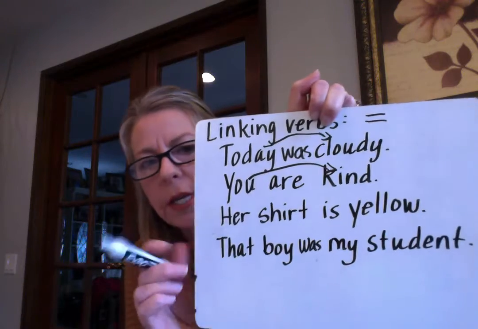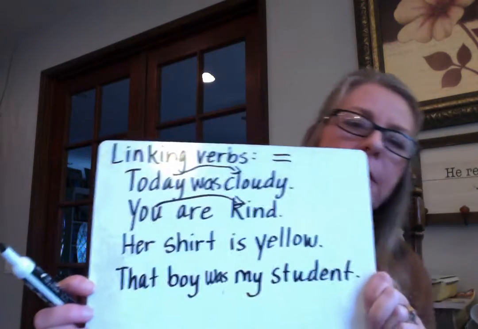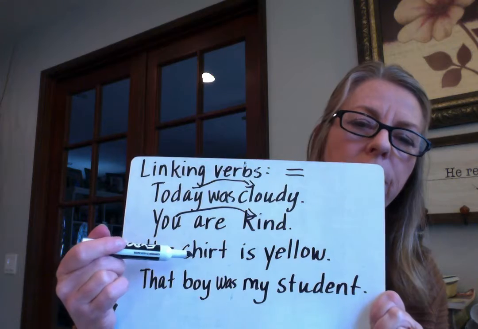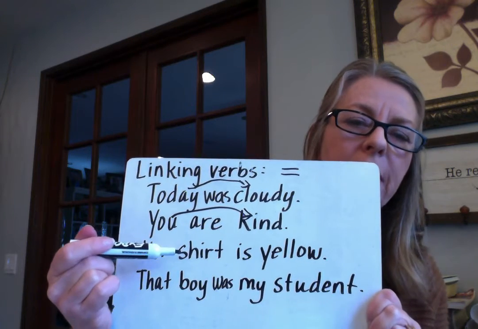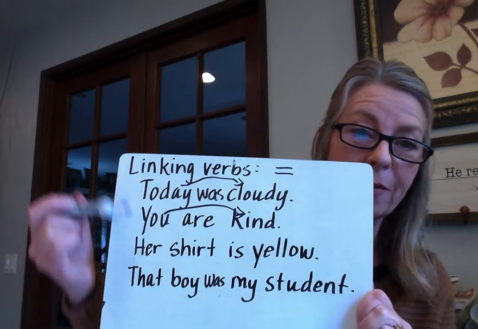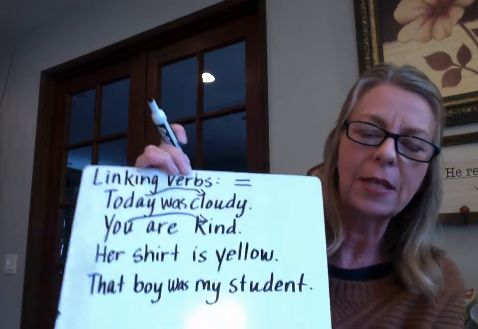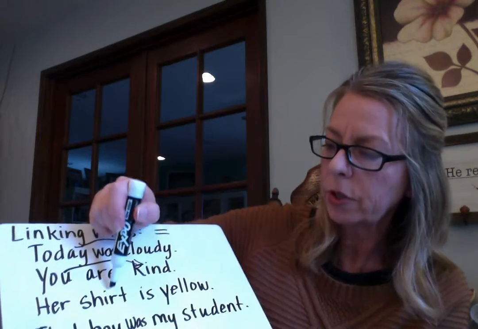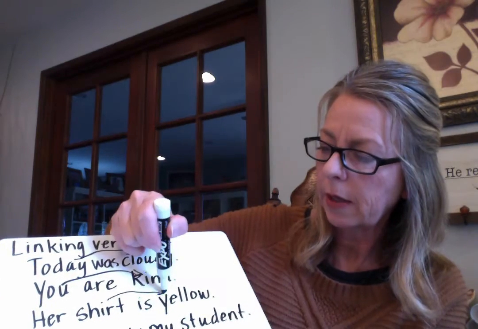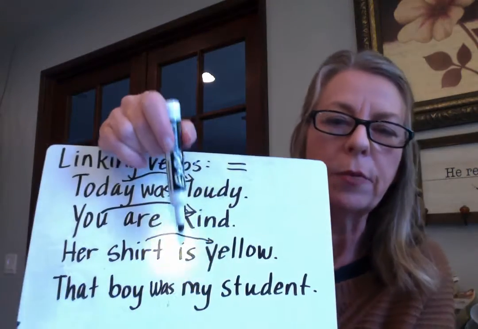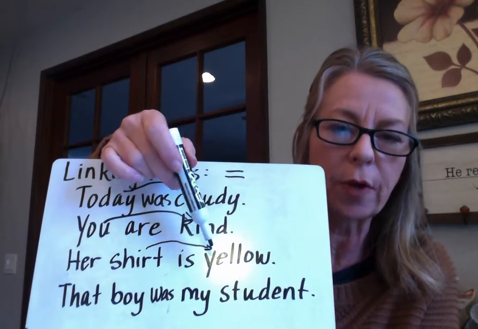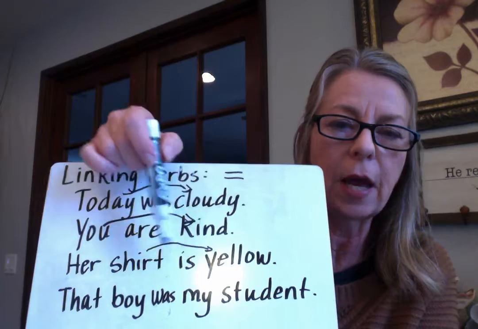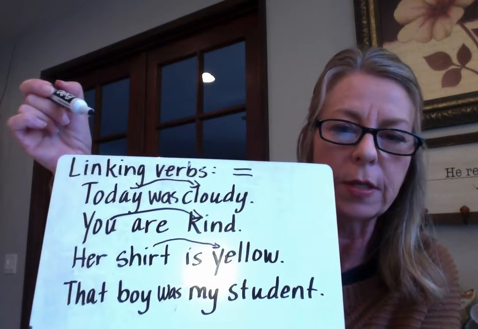Okay, her shirt is yellow. So what is this sentence about? What's the subject? The subject is shirt, right? Her shirt. And is the shirt doing anything? No, it's just being something, right? It's being yellow. And so is, right here, is our linking verb, and it's linking shirt to yellow. So the linking verb renames something or describes something, okay? So that's what it is doing. It's linking a describing or a renaming word to the subject.